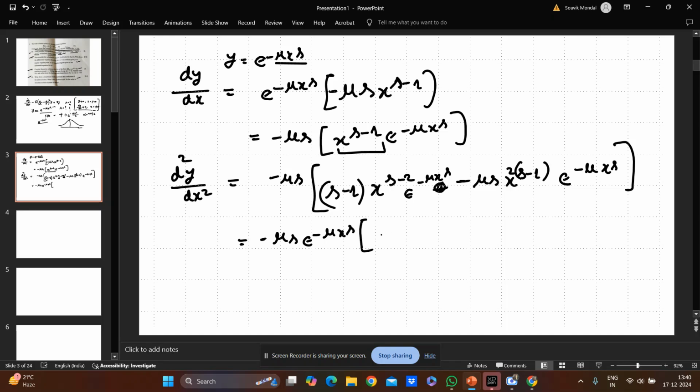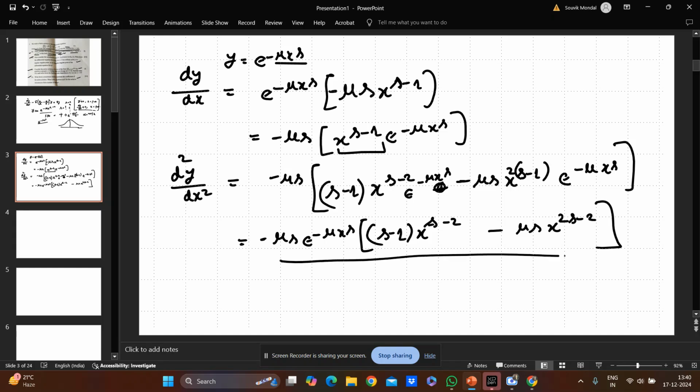Take this common: (λ−1) x^(λ−2) minus μλ x^(2λ−2). Okay, so this is the d²y/dx².